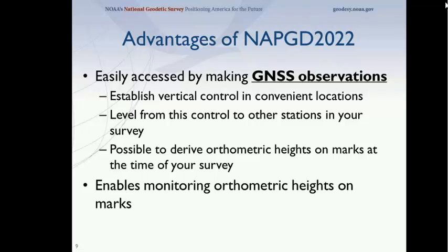It's also possible you could derive an orthometric height on marks at the time of your survey, which will be a big change because you can take the ellipsoid height measurements at the time. Of course, those are at the time of your survey, at the time of your GNSS observation. And then we have a geoid model that will be time dependent, and so you can actually derive orthometric heights at any mark at any time, or at the time of your survey, I should say, which would enable you to actually monitor orthometric heights at marks. Okay, next slide.